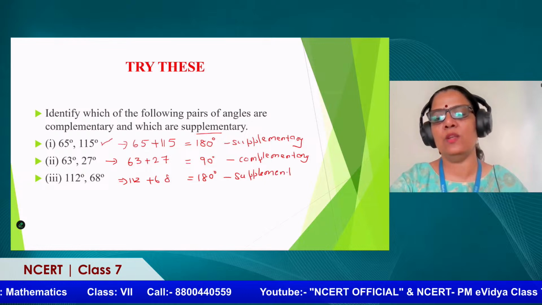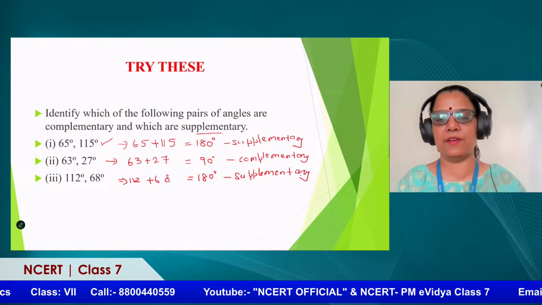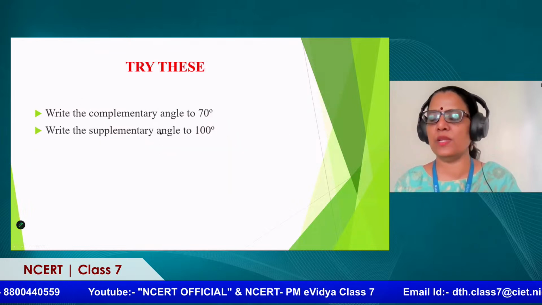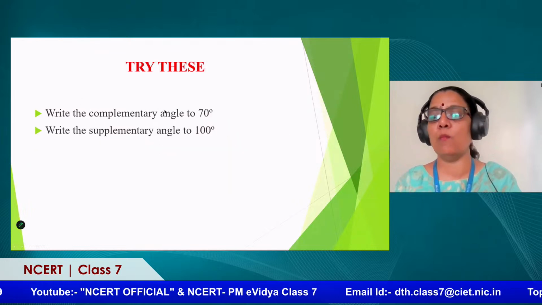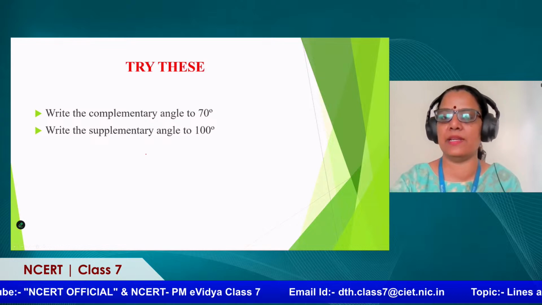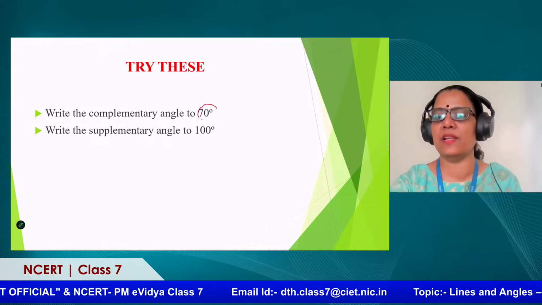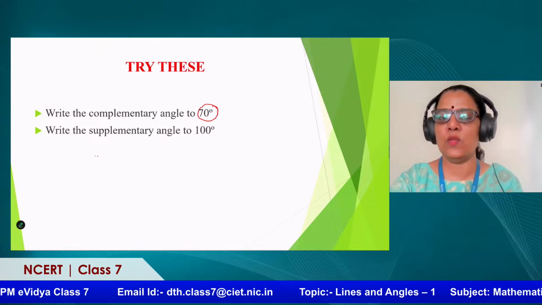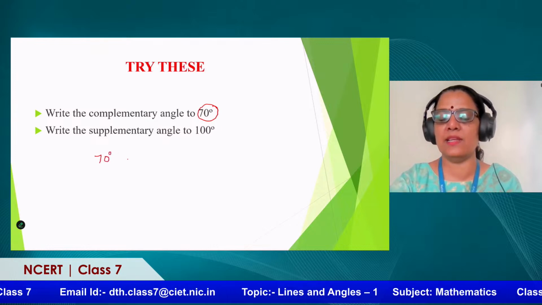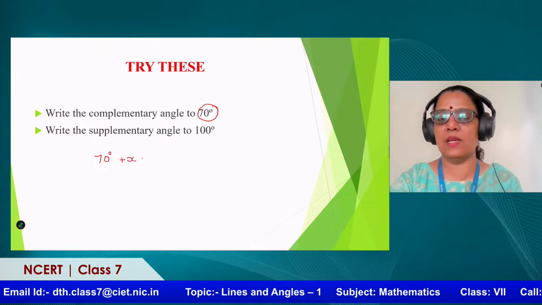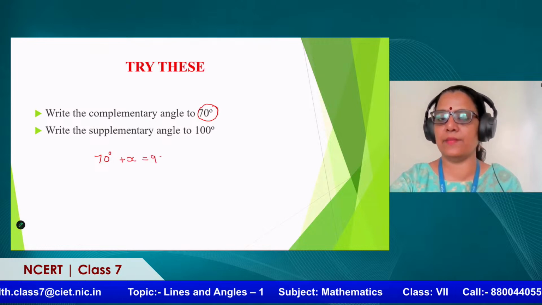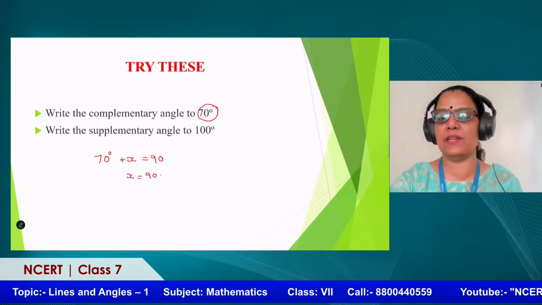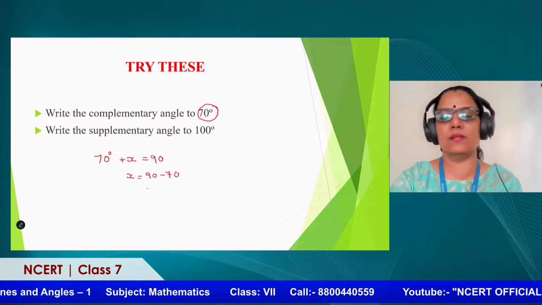Okay. Now we know what are complementary and supplementary, and we know how to identify them. Now this is something which is very important. How to find the complementary angle to 70. Now 70 degrees is given. How do I find the complementary angle to it? We know that when you add 70 degrees with one angle x, it will give us 90. So x will be 90 minus 70, which equals 20.